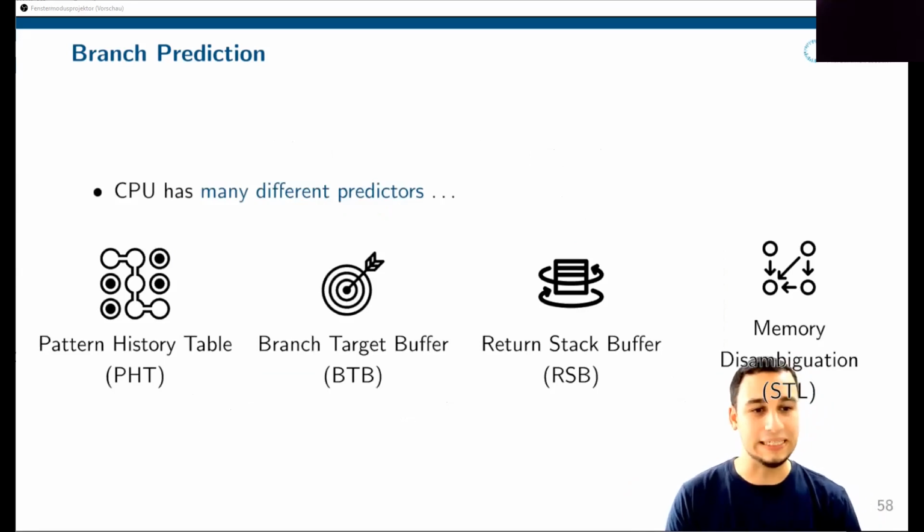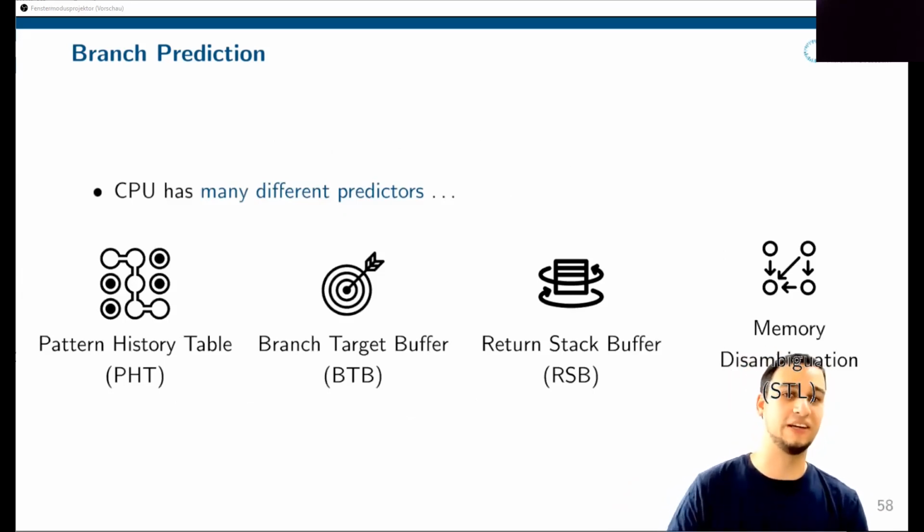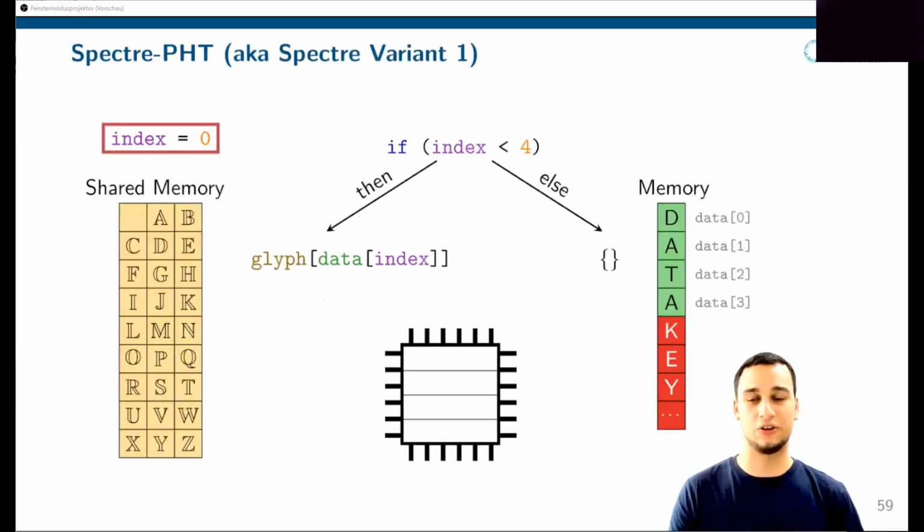So for the sake of completeness, it's not only the ifs that are predicted, but there are many different predictors. We have the pattern history table for the if, but also for indirect jumps and indirect calls, we have the branch target buffer that predicts where to jump to. We have a return stack buffer. If you return from a function, it predicts where to return to. And we also have memory disambiguation that predicts whether there are certain dependencies between memory values. But we're only looking at one variant in this tutorial, Spectre variant 1, exploiting these bounds checks.